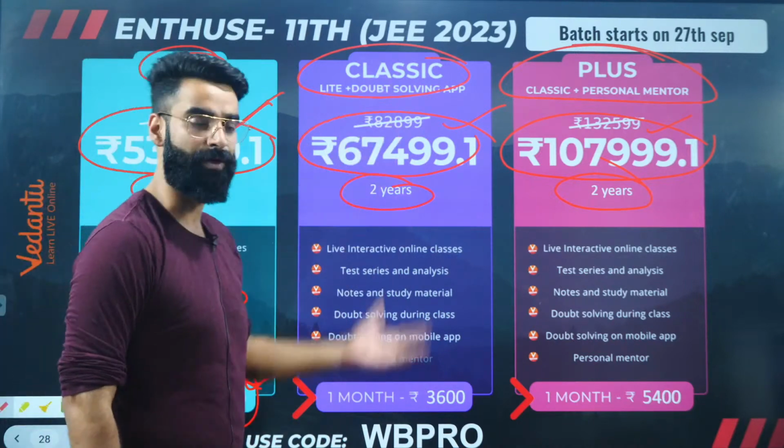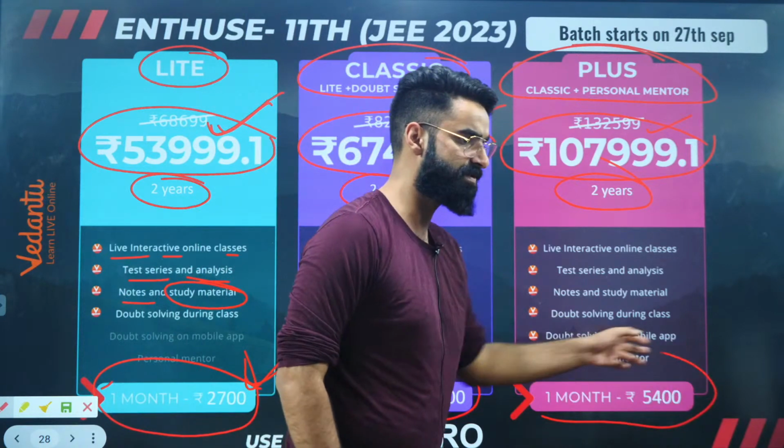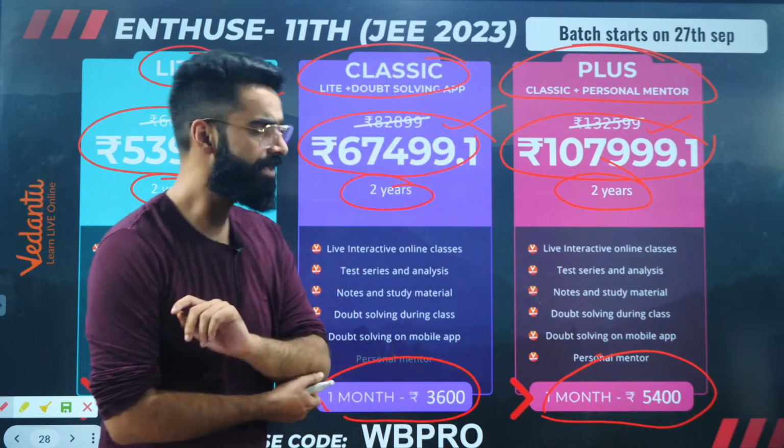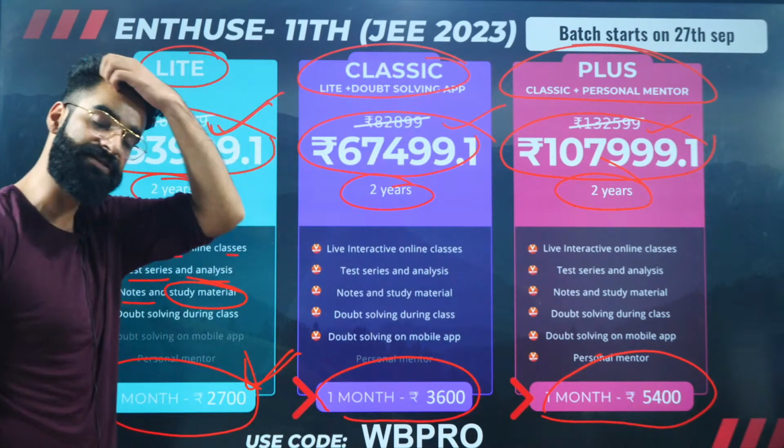The same is the procedure for classic. This is the 1 month pro subscription fee, right? You can take all these pro subscriptions for a month. The batch is going to get started on 27th of September, in the coming days, right?